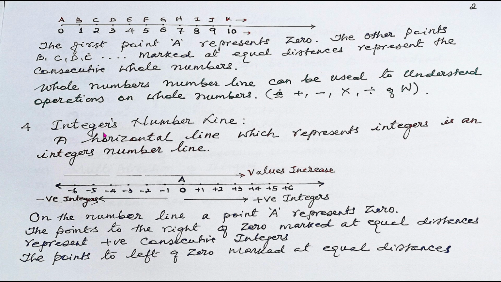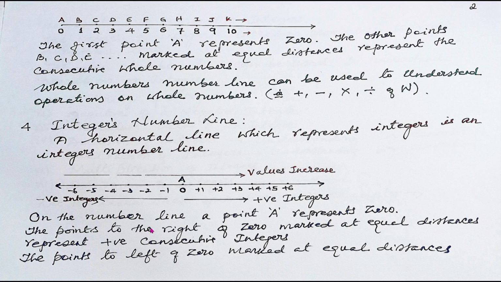The next important number line is the integers number line. A horizontal line which represents integers is an integers number line. So we have a horizontal line here. The point A marked here on the horizontal line represents 0, and towards the right we have points at equal distances marked as +1, +2, +3, which represent the positive integers, and to the left, again marked at equal distances, we have -1, -2, -3, -4, -5 as negative integers.